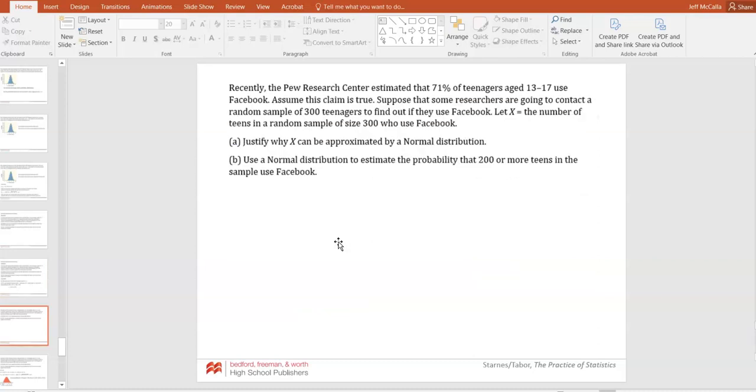Okay. The Pew Research Center estimated 71% of teenagers use Facebook. Assume this is true. Suppose the researchers are going to contact a random sample of 300 teens. Explain why x can be approximated by a normal distribution. So it's going to pass two conditions. Is 300 less than 10% of all U.S. teenagers aged 13 through 17? That's less than 10%, so it passes that condition. Then you're going to do 300 times 0.71 and 300 times 0.29. It passes that condition.